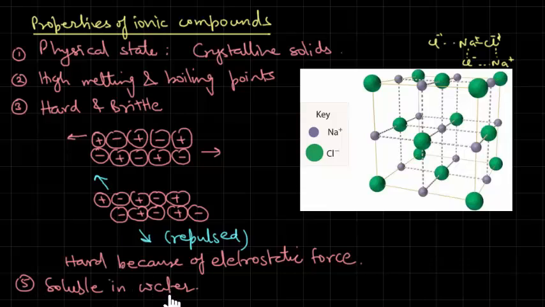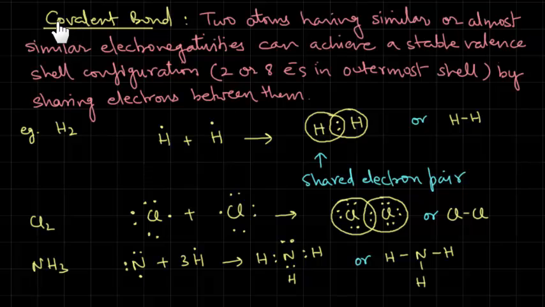Finally, they are soluble in water. H2O, water itself, is kind of dielectric, it's polarized. So these ions, Na plus and Cl minus, will dissociate themselves once they are inside the water. So ionic compounds are soluble in water.